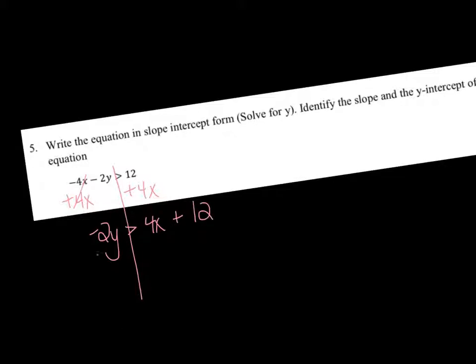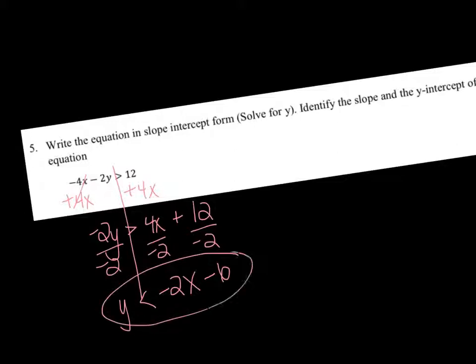Well, once again, 12 and 4x are not like terms, so we're just going to write it as 4x plus 12. And then when we undo the -2 by dividing, we have to remember that when we divide by a negative, it flips our inequality symbol. So it goes from greater than to less than. Then we simplify. 4 divided by -2 is -2, so -2x. And 12 divided by -2 is -6. So here it is, solved for y. Our slope then would be -2, and our y-intercept would be -6.